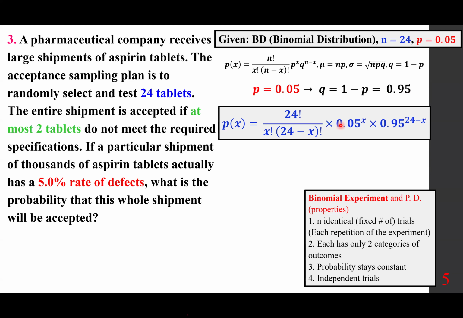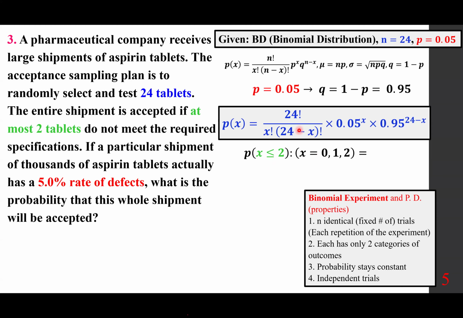Now let's go back and read the question. The entire shipment is accepted if at most two tablets do not meet the requirement. That means probability of X less than or equal to 2. It's important to understand at most means less than or equal, which means X can be 0. Remember, this is discrete. This is countable. X can be 0, X can be 1, X can be 2. So we calculate probability of X equals 0 plus probability of X equals 1 plus probability of X equals 2.